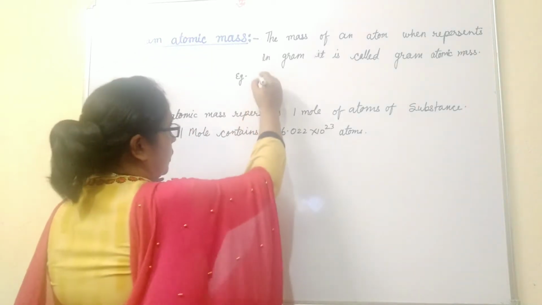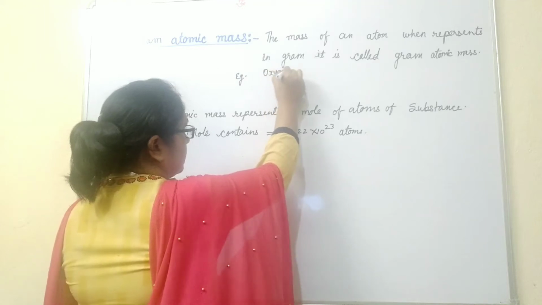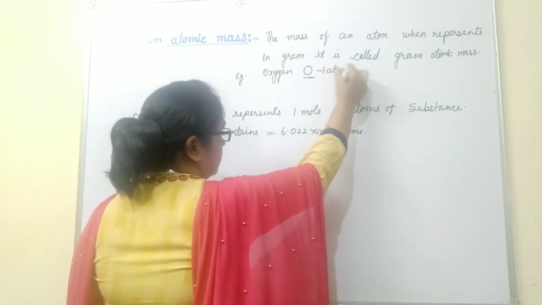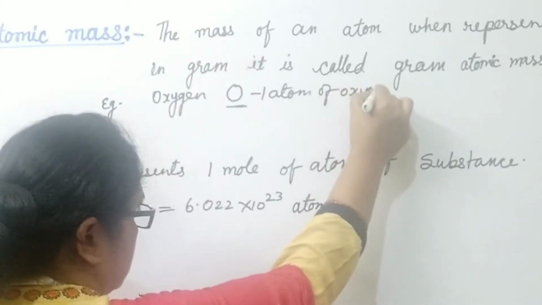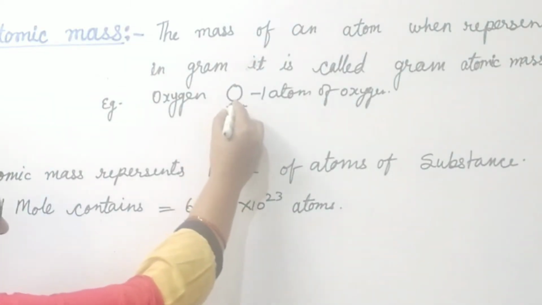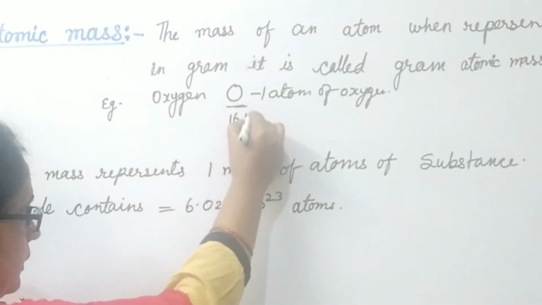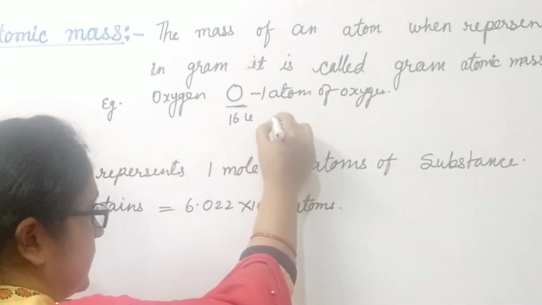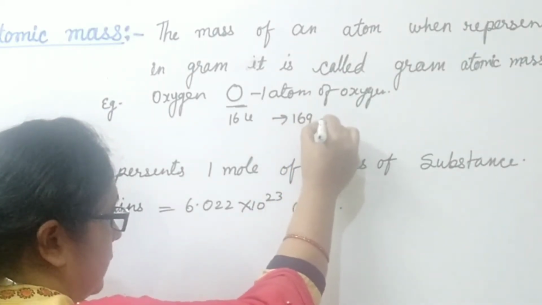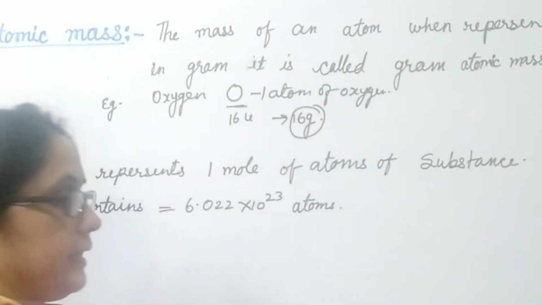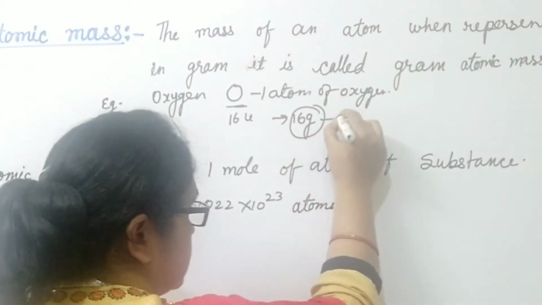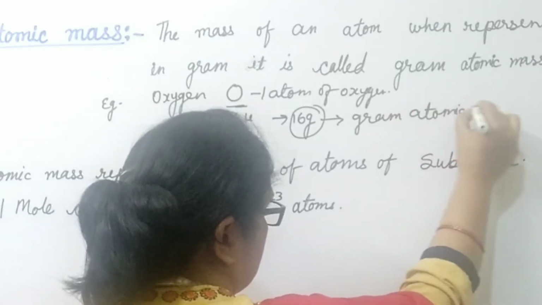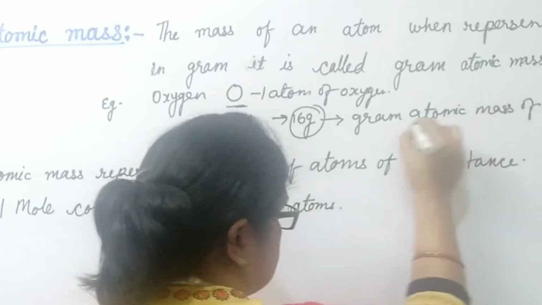For example, oxygen. We represent it by O. O represents one atom of oxygen. And the mass of one atom of oxygen is 16 unit. When this 16 U is written as 16 gram, then this 16 gram is called the gram atomic mass of oxygen atom.